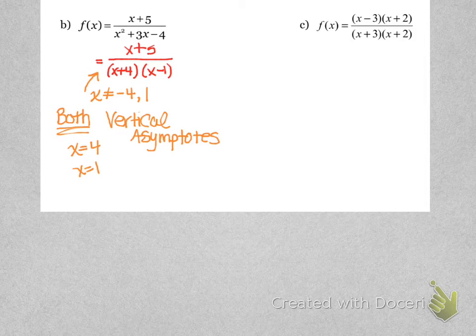So I also like to say that vertical asymptotes and holes are the why we have a domain restriction. So other than the fact that we can't have 0 in the denominator, graphically, why? Well, because they're either a hole or they're a vertical asymptote.